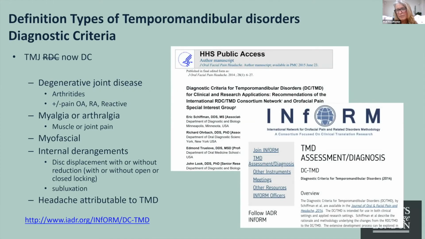How can jaw joint pain or temporomandibular disorders mimic facial pain? As I mentioned, it's the most common chronic pain that we see in our dental clinics.